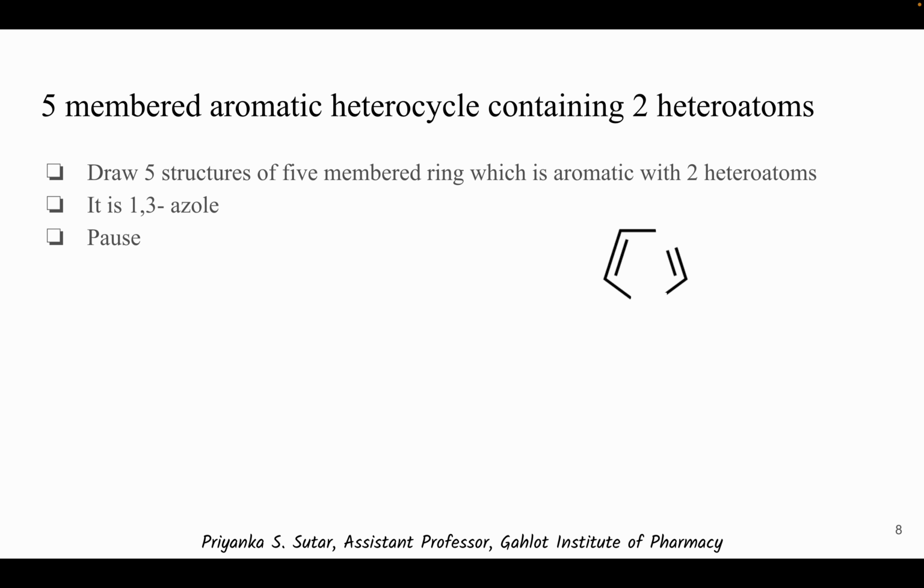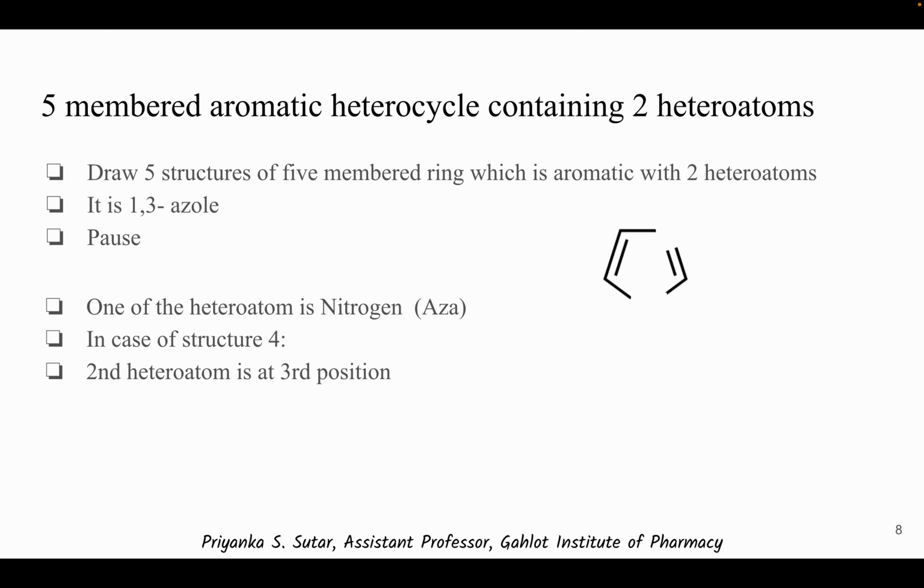So this is the structure of a 1,3 heteroatom ring. Because it is azole, the first heteroatom is nitrogen, and in this particular structure which you are going to see, the second heteroatom is at the third position because it is 1,3 azole, right? So on the third position the heteroatom is oxygen. Okay, so nitrogen over here and oxygen over here. You can pause the video and write the structure.